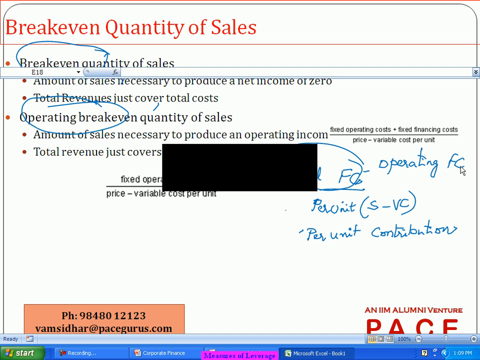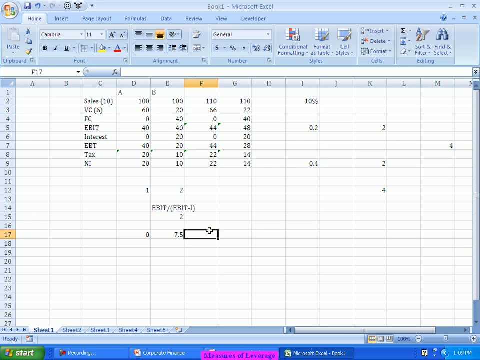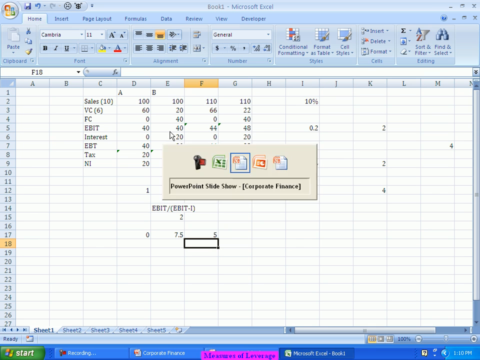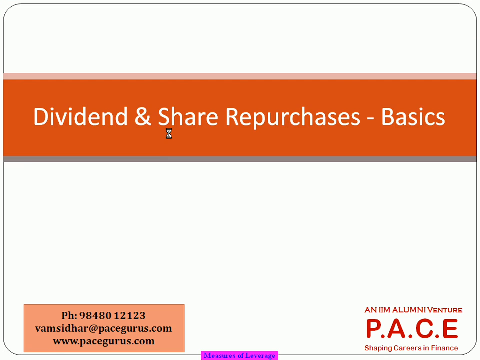So in this case, what is the scenario? Per unit, I have to cover just this 40. 40 divided by 8, 10 minus 2, which is saying at least 5 if I am able to sell, it will produce my operating break even. If I am able to sell 7.5 units, it will create my overall break even point. Right? So these are some of the things that are covered as a part of this chapter.